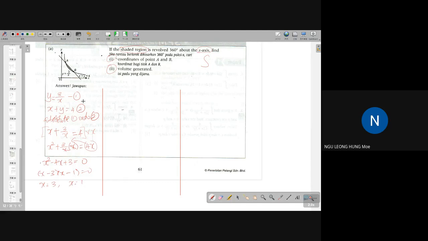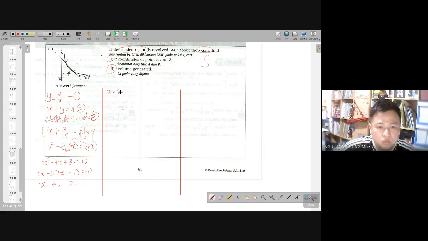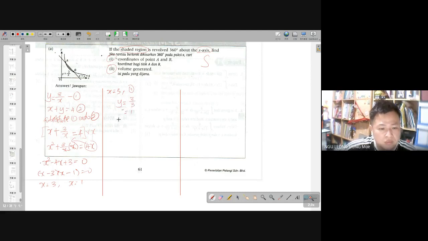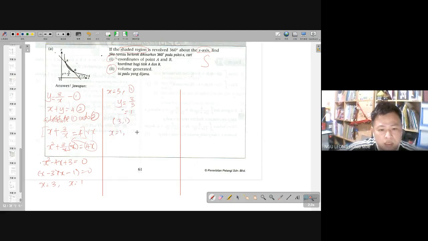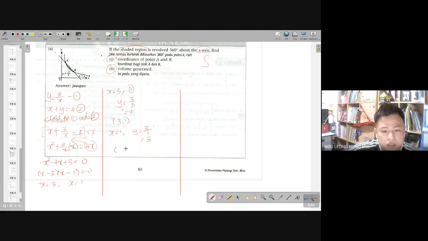So we substitute inside. Let's say x equals 3 in equation number 1. y equals 3 over 3, which is 1. That means the first coordinate will be 3, 1. Then the second one, x equals 1. We still substitute in equation 1. So 3 over 1 is 3. So coordinate number 2 is 1, 3. Then we can label it here.